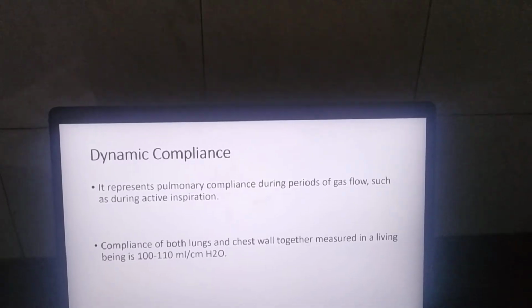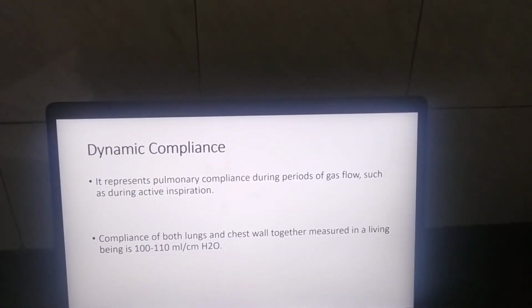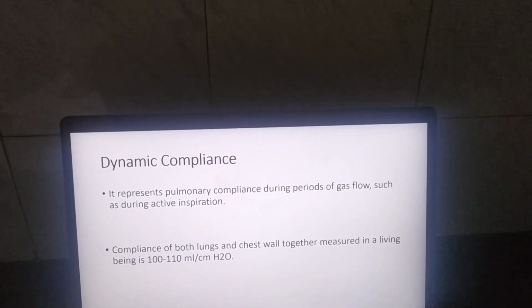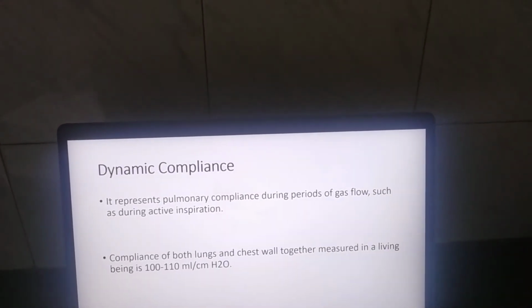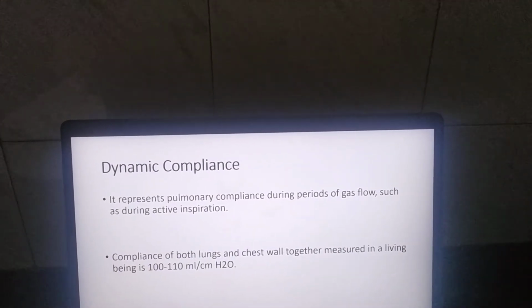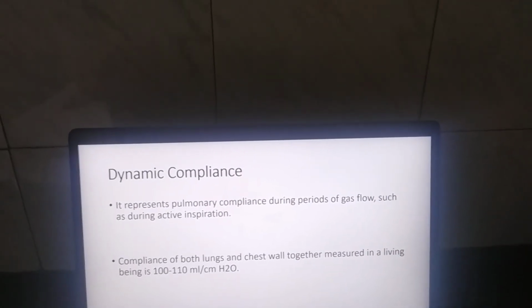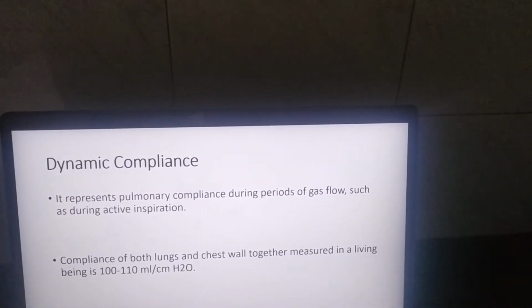For example, at some stage of breathing, for a very small change in pressure, there will be good volume distension. That is, compliance is good. And at some other stage of breathing, for a very large change in pressure, there would be small volume distension. Compliance is not that good. So now how can we measure the dynamic compliance?